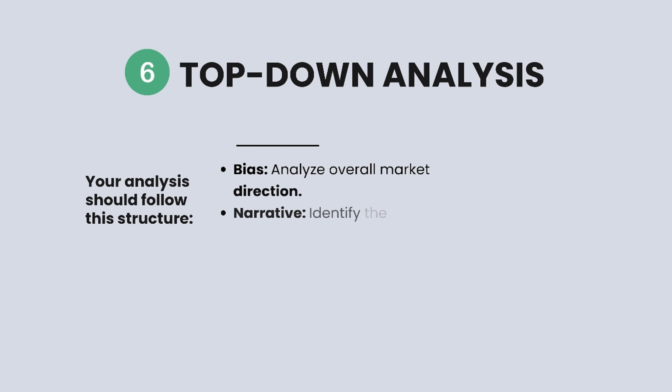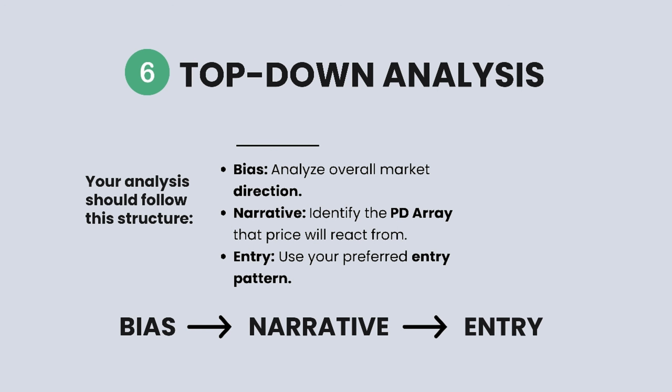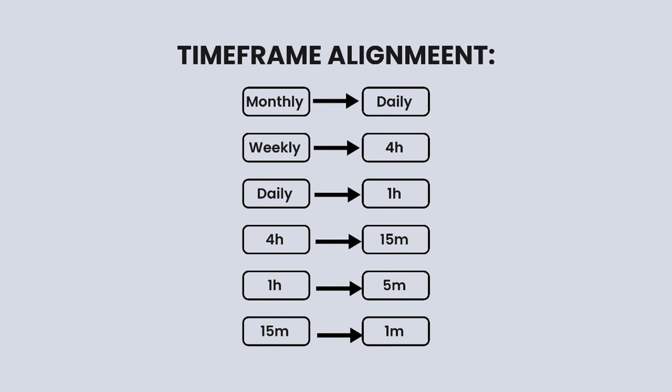Your analysis should follow this structure. Bias. Here, you will analyze overall market direction. Narrative. Identify the PD array that price will react from, and entry. You will use your preferred entry pattern to get involved. Here's the time frame alignment I use. Remember, we've only covered market direction or bias here.